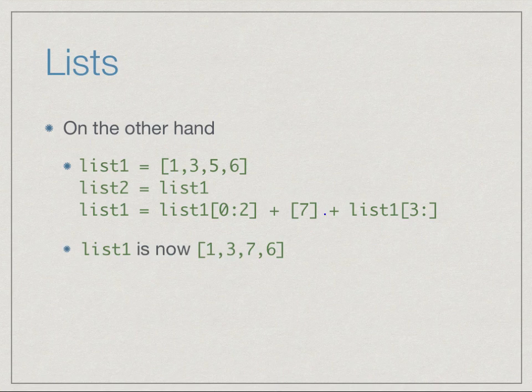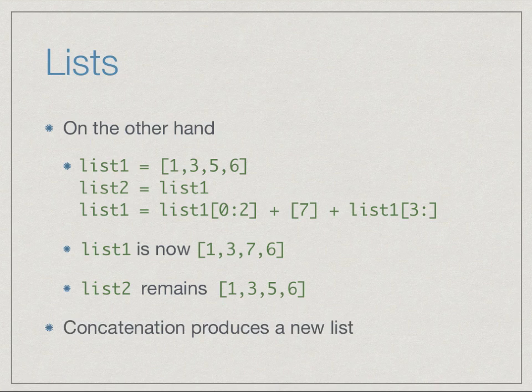But on the other hand, because I used plus, what I've done is I've created a new list, and therefore list2 has not changed. In this case, list2 remains 1356. So in other words, concatenation using plus results in producing a new list.